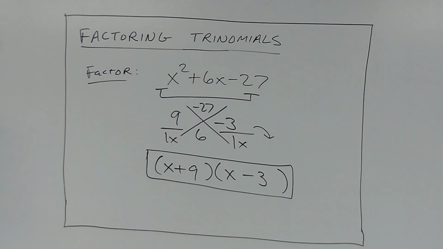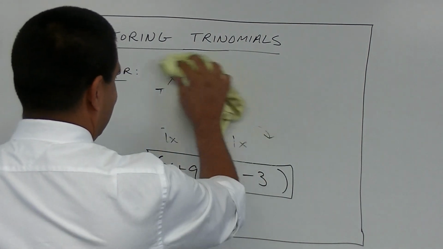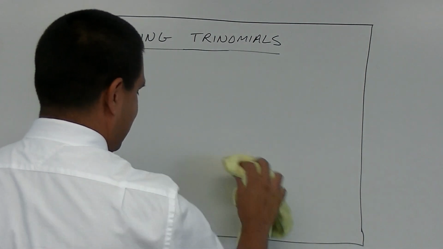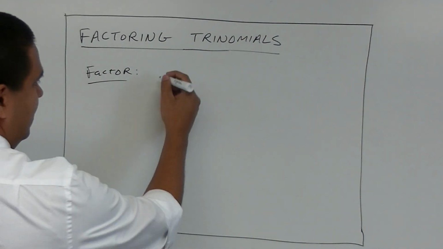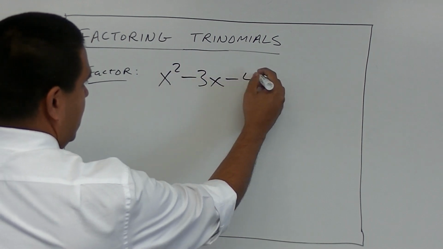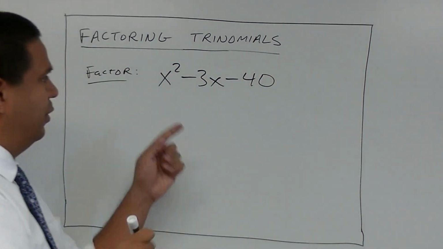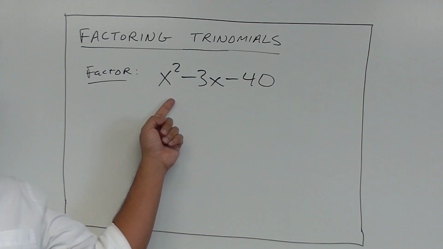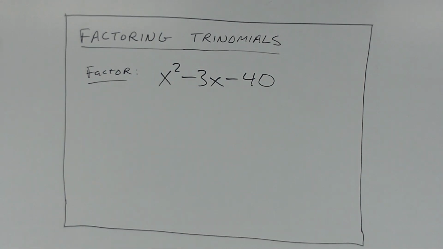All right. And you guys are totally going to do this one. I'm going to wait a couple minutes till you have an answer, and we'll see if you got it right. So x squared minus 3x minus 40. Go ahead and try to factor this one. As you get an answer, check with a partner next to you, and then we'll do it together in a couple minutes on the board.